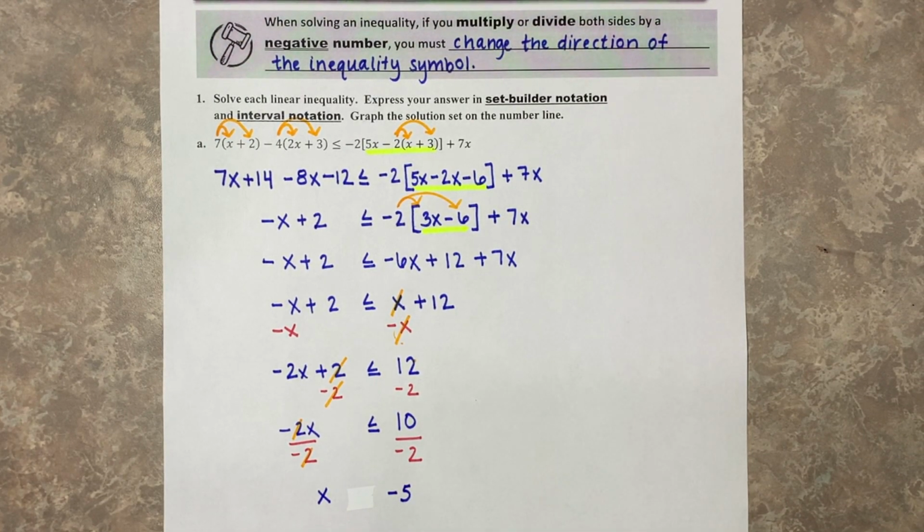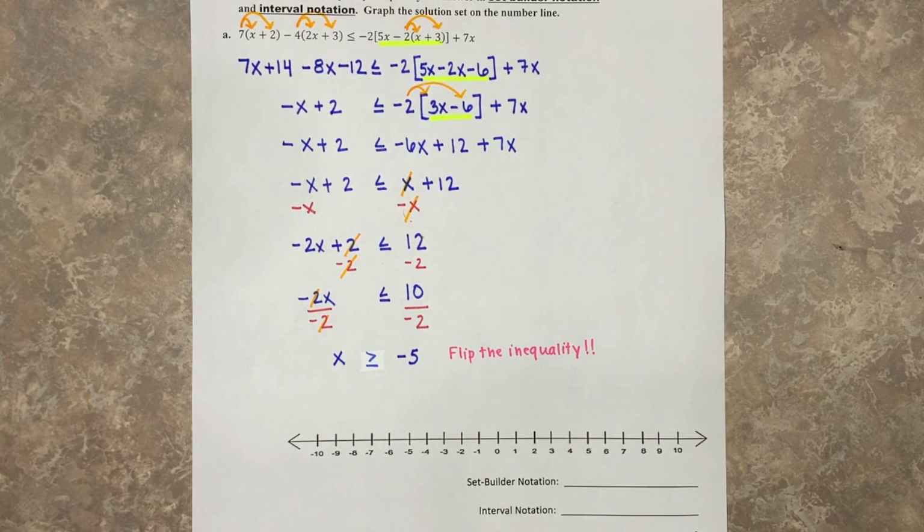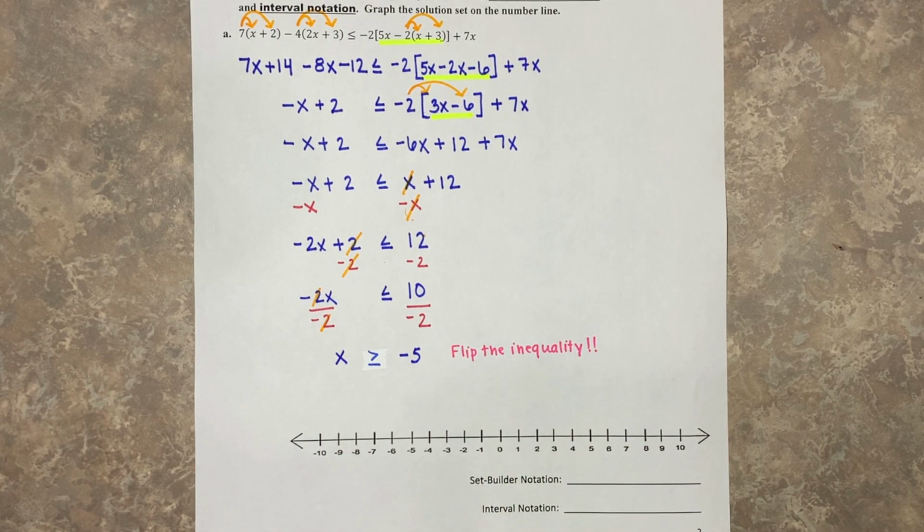Now hopefully the alarm bells are going off, because right here, since we divided both sides by a negative number, we have to change the direction of the inequality like this. For our final answer, we want to graph it on the number line and also write our answer in set builder and interval notation.